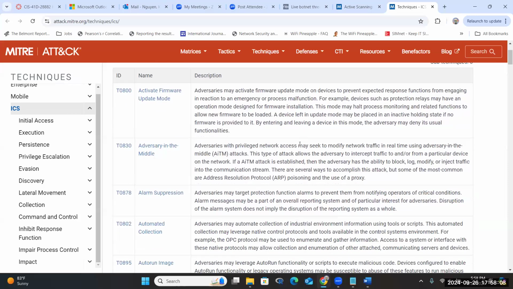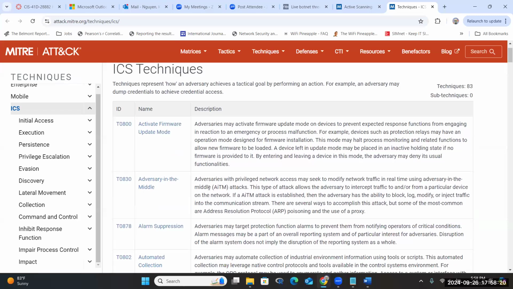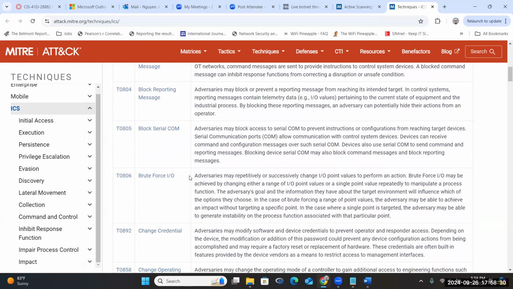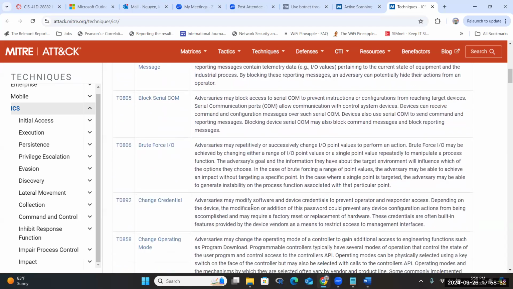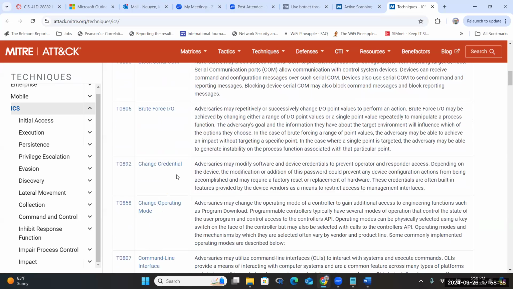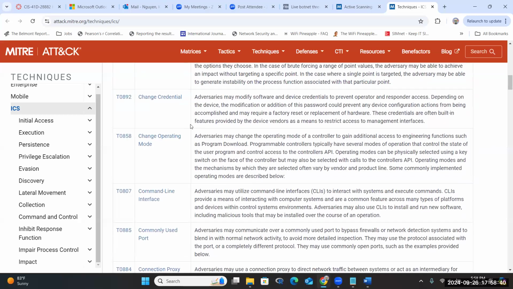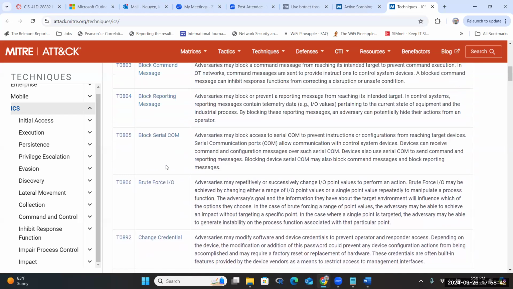So when you look at this, it's a widespread of things, from alarm suppression, which is not notifying, to man in the middle, to firmware exposure, to brute force, right? Credential change. There are so many different things that would fall into ICS. So we would look at what would be relevant to us.